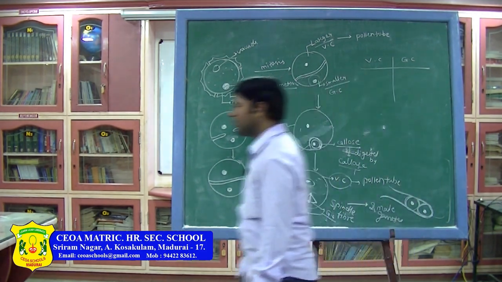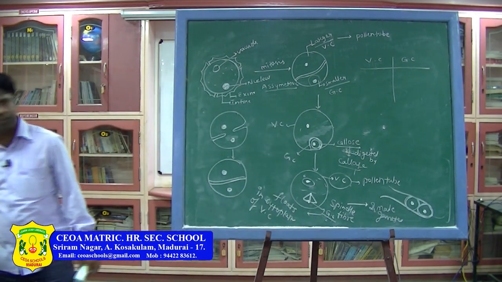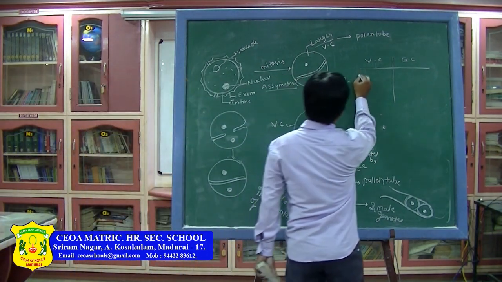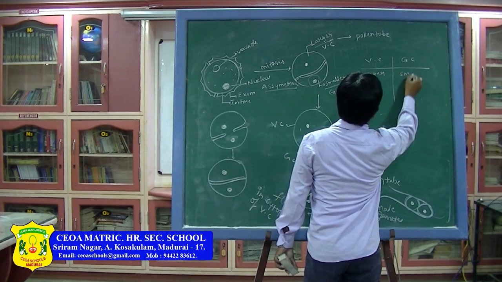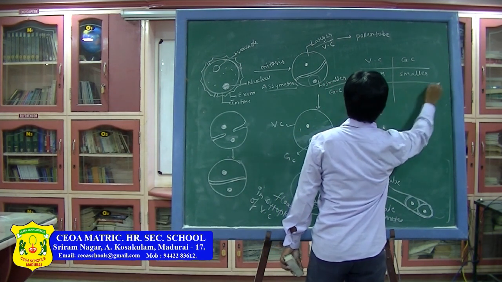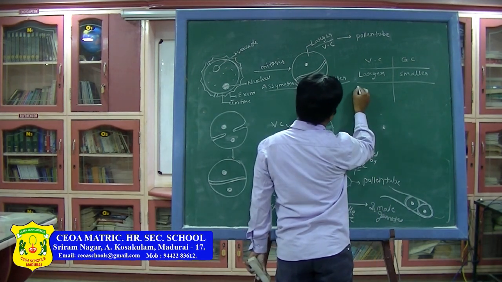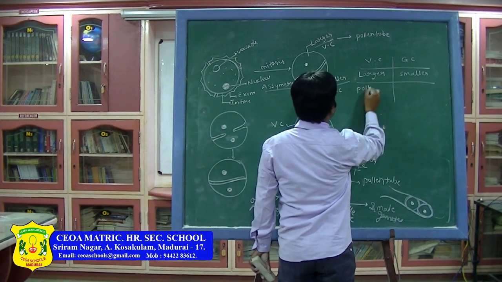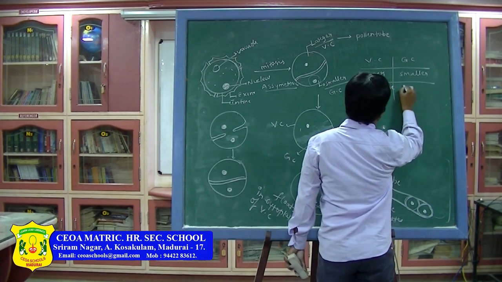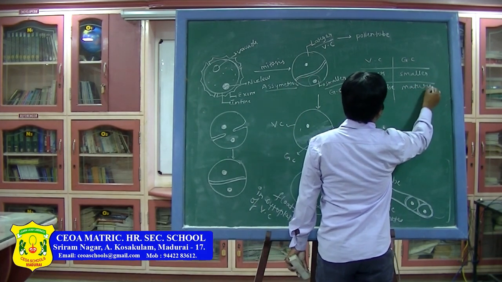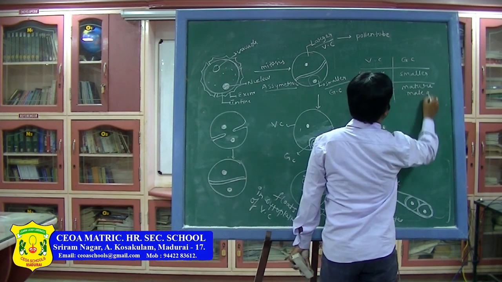Next, what are the differences between the vegetative cell and generative cell? The vegetative cell is larger, and the generative cell is smaller. The vegetative cell forms the pollen tube. The generative cell forms the mature male gamete.